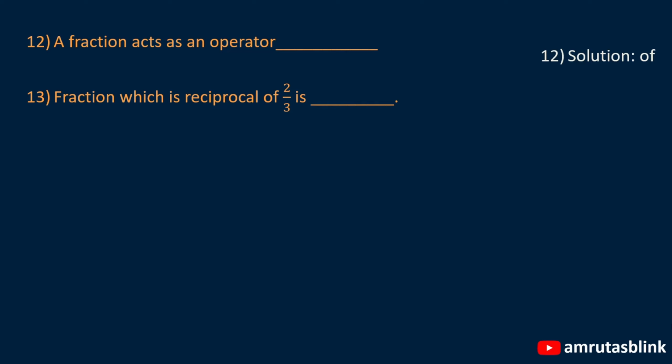Fraction which is reciprocal of 2 upon 3 is, now what do you mean by reciprocal? The numerator becomes denominator and denominator becomes numerator. Now here in 2 by 3, numerator is 2 and denominator is 3. Hence in the reciprocal it would be reversed. So the fraction which is the reciprocal of 2 by 3 is 3 upon 2.